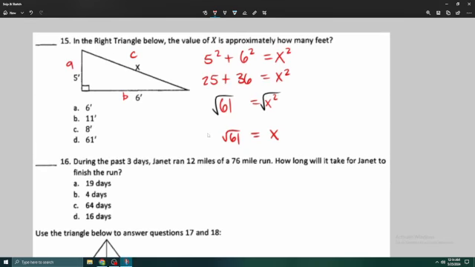Say approximately 7.8. And then I'm looking at my answer choices, and I don't see 7.8 here. Well, if you had $7.80, you'd have about $8, right? So which one's closest? There's that word again, approximately.